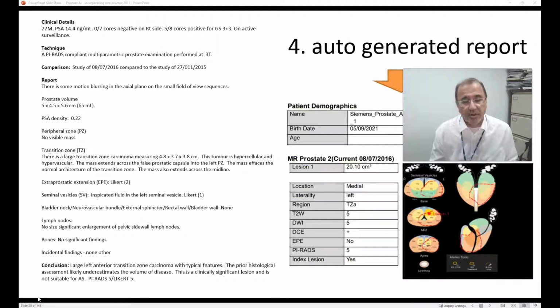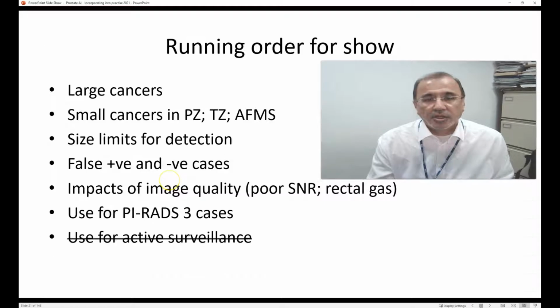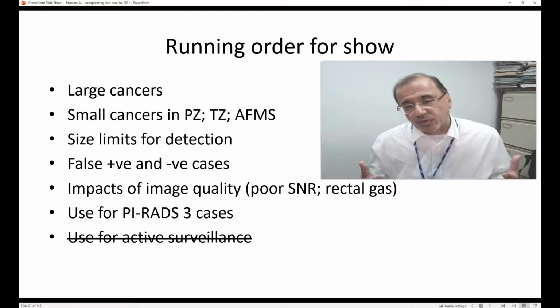And the conclusion I reached was a large left anterior transition zone carcinoma with typical features of 3+3 cancer. The prior histological assessment underestimates the volume of disease. This is a clinically significant lesion and is not suitable for active surveillance. Because we practice in the UK, we give it a PIRADS and a Likert score, in this particular instance 5 for both. So now let's look at a few cases.